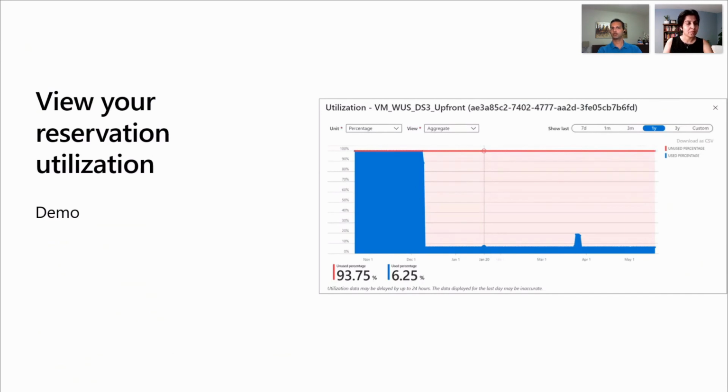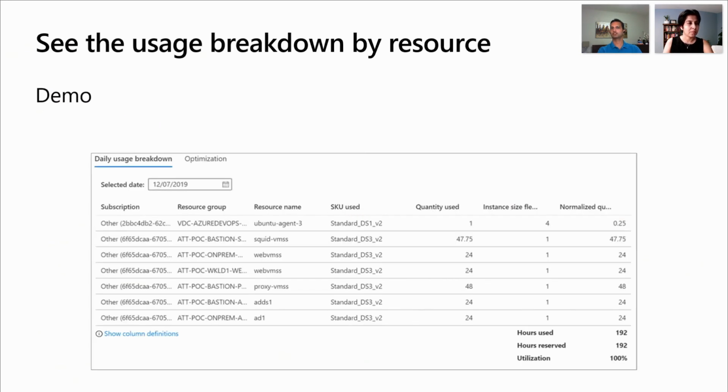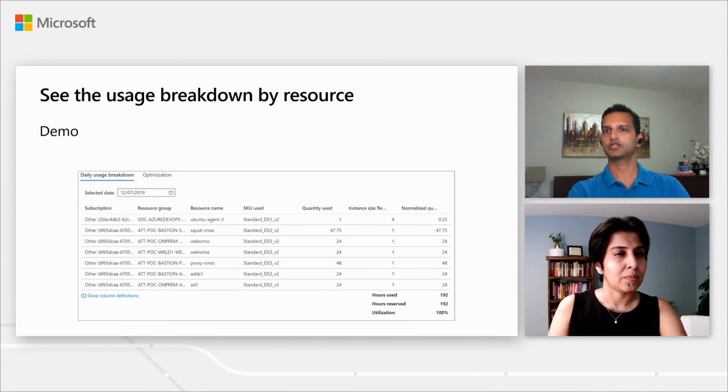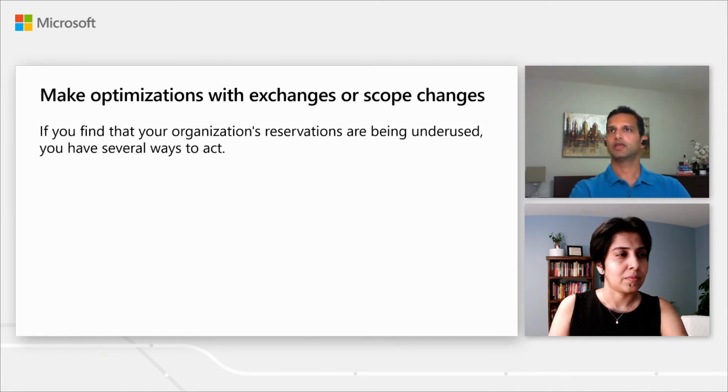So we saw the utilization, we saw the breakdown. You click on any point in the reservation utilization, and you will see the VMs or the resources that use the reservation. And then you can do optimizations with exchange, scope changes, or even refunds, after you've purchased a reservation. You can do exchange. We spoke about it. Self-service, you can do it.